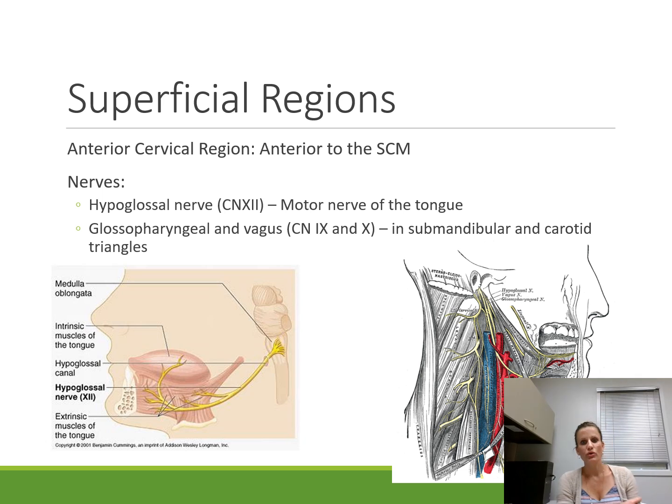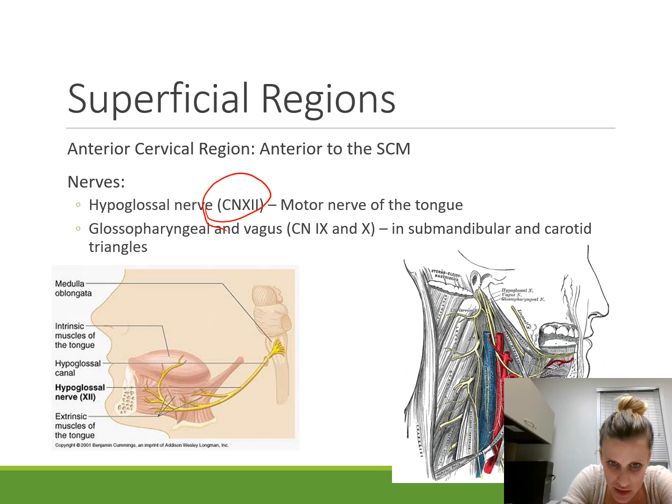We have multiple nerves that we can see in the anterior cervical region. The hypoglossal nerve, right, cranial nerve 12, is the motor nerve of the tongue, and you can see it here, right? So you see the hypoglossal nerve coming out and innervating the tongue.